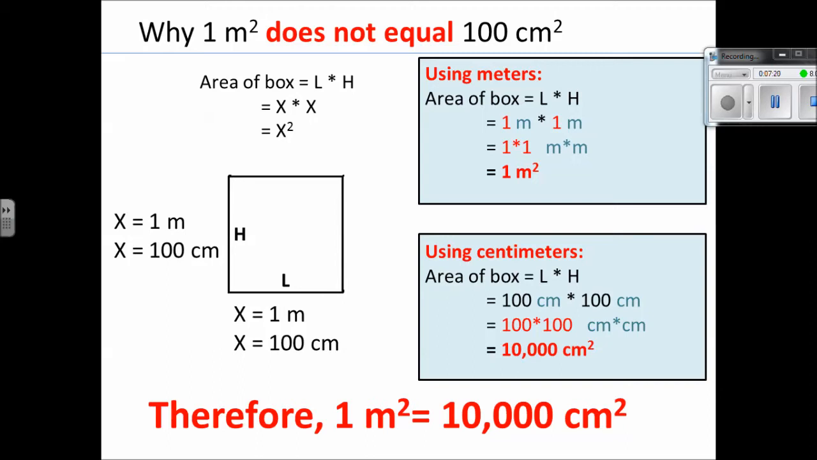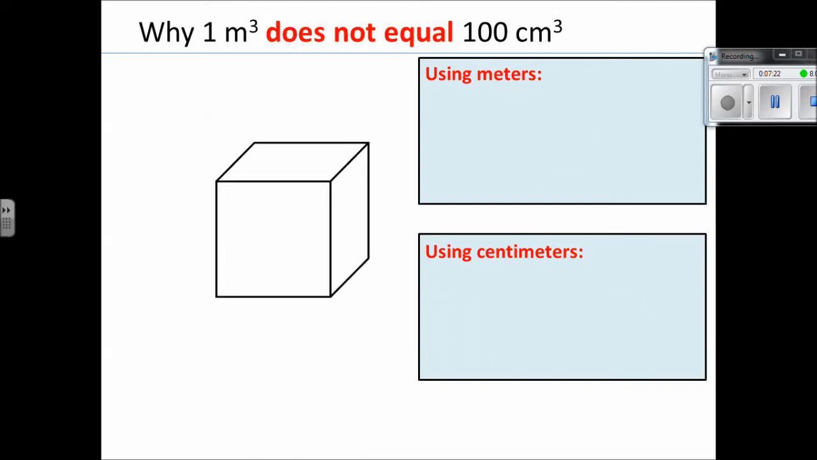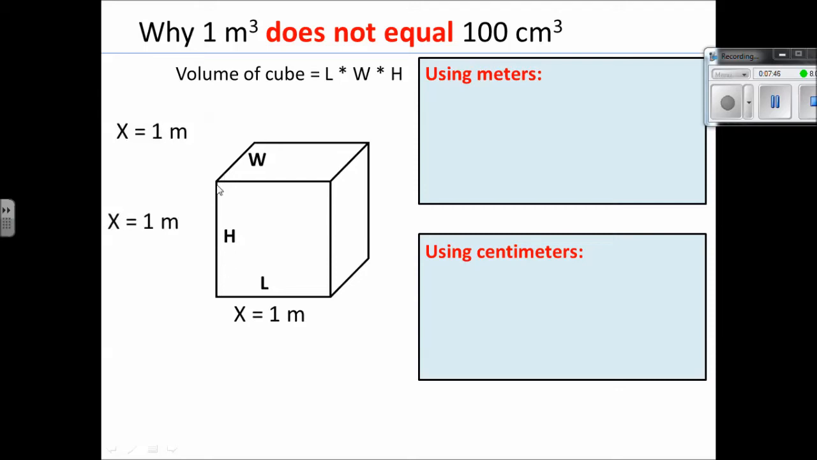Okay, let's go on and show the same thing with meters cubed. 1 meter cubed does not equal 100 centimeters cubed. So looking at this cube, we have the equation length times width times height. So we have length, we have width, and we have height. We're going to do a similar process we did before. If we call this 1 meter in length, and this is a perfect cube, then this must be 1 meter in width and 1 meter in height. Therefore, this is 100 centimeters in length, 100 centimeters in width, 100 centimeters in height.